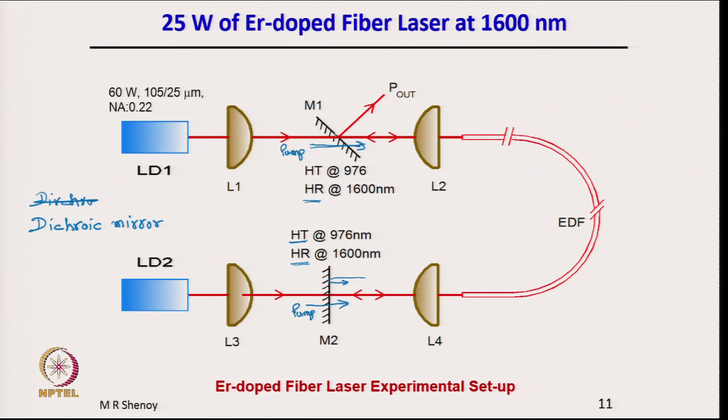So, this is the cavity, the laser cavity with the mirrors M1 and M2. M1 is also an output coupler. A part of the light is reflected out of the cavity at mirror M1. So, this is an experimental setup which uses double ended pumping.